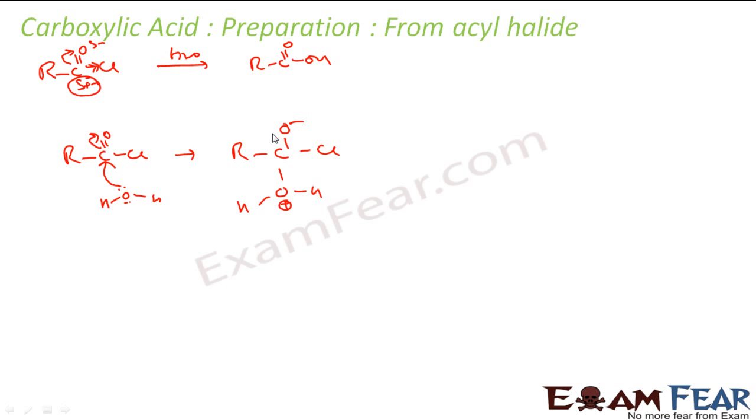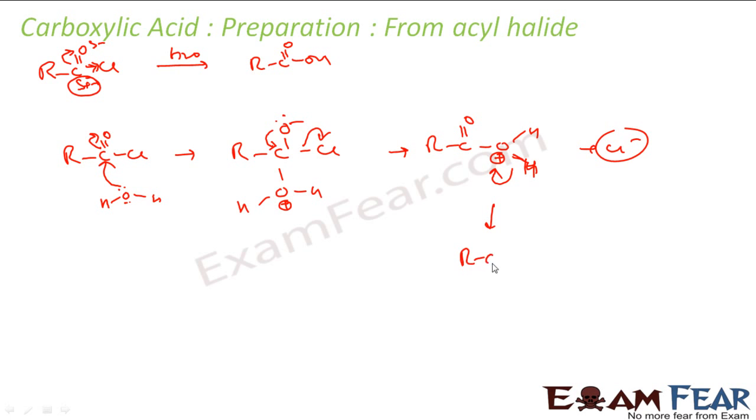It wants to be stable, so it has a lone pair of electrons too, so it passes the electrons here and this bond breaks. This becomes RCOOH with a positive charge on oxygen, plus Cl minus comes out. Again, there's a positive charge on oxygen, which is not happy because oxygen is an electronegative element, so it asks hydrogen to leave. This hydrogen leaves as H plus, so this becomes RCOOH, and H plus and Cl minus combine to form HCl.